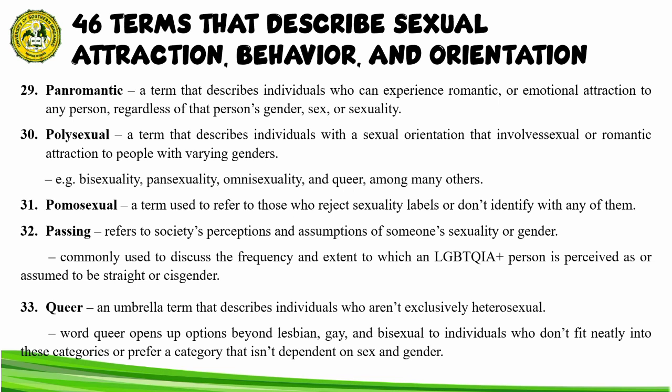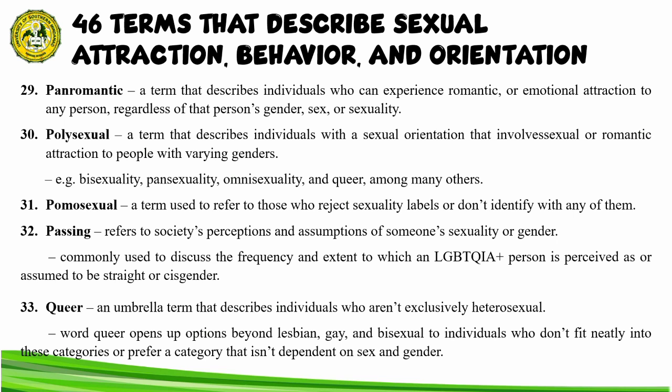Next, we have panromantic. Panromantic is an orientation on the romantic spectrum that describes people who are romantically attracted to people of all genders. Panromantic people may be romantically attracted to men, women, non-binary people, gender fluid people, and agender people. Panromanticism is similar to biromanticism, but biromanticism is typically defined as romantic attraction to two genders, while panromanticism is defined as romantic attraction to all genders.